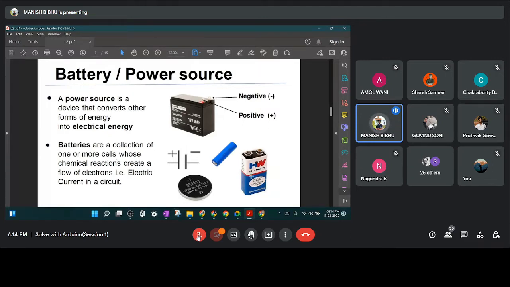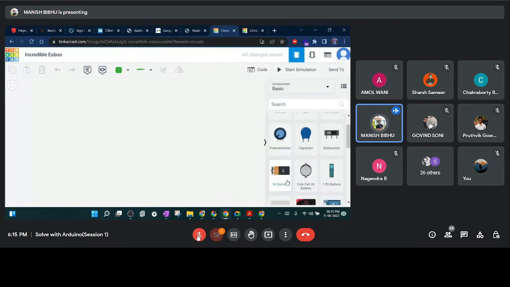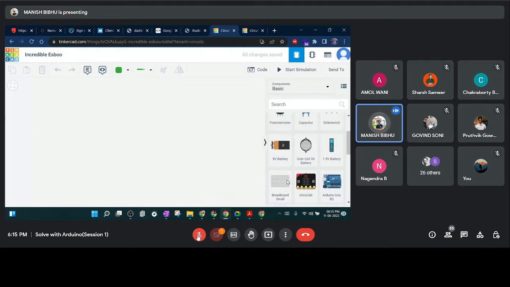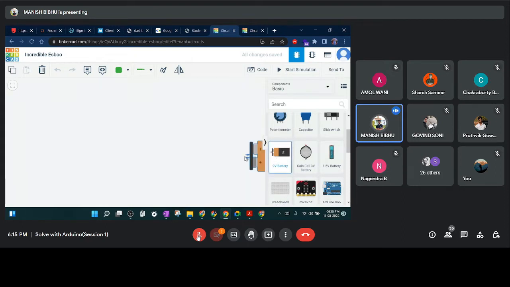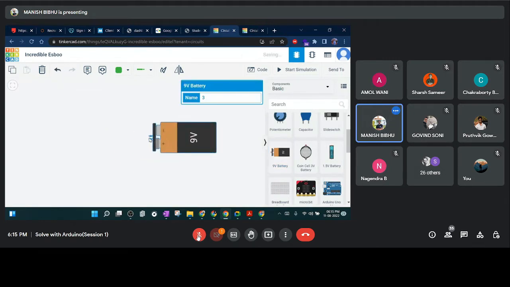So we can take any battery. Let's see on Tinkercad. Here two or three batteries are available. It is a 9-volt battery. It is a coin cell 3-volt battery. It is a 1.5 volt battery. So we can take any of them. To drag any component onto the working area, we have to click on it and slide, and then click again to place it.